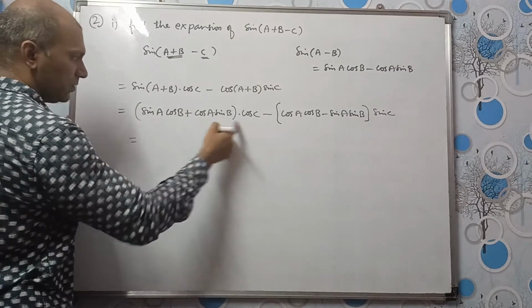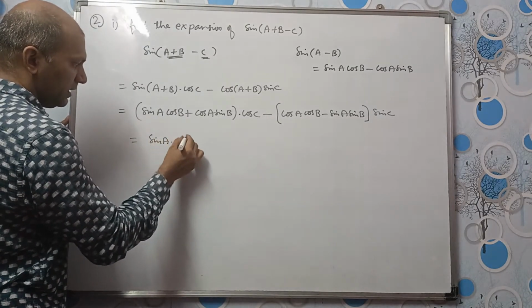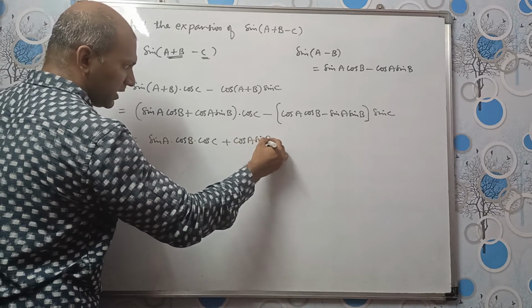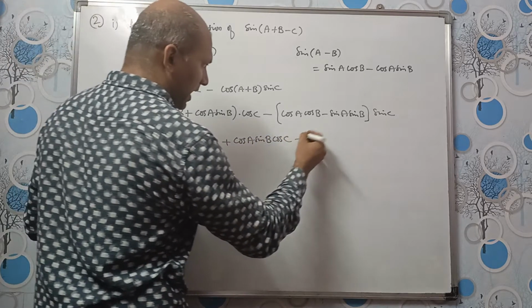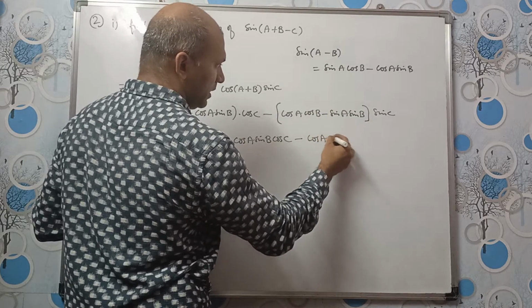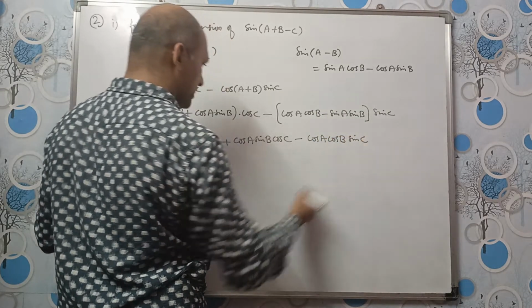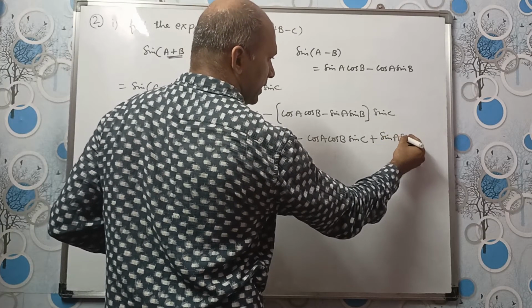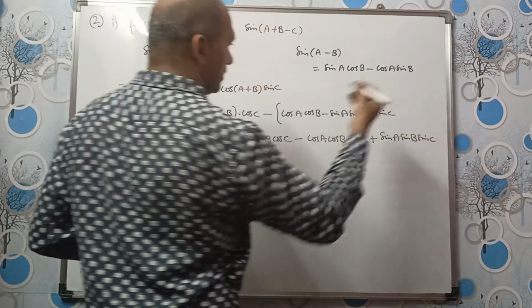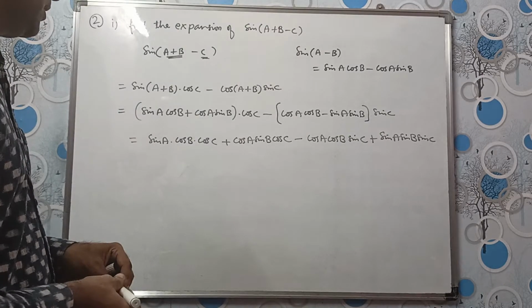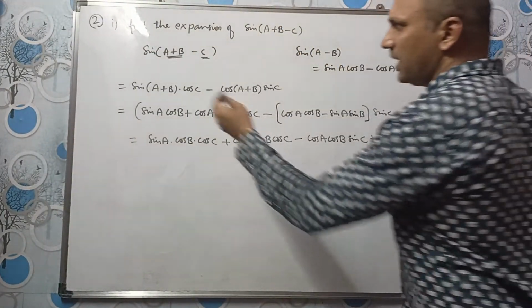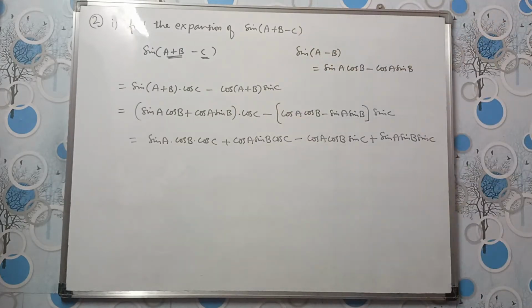Now if you multiply, what do we have? We have sine a cos b cos c plus cos a sine b cos c minus cos a cos b sine c. Minus into minus is plus, and everything is sine here, so sine a sine b sine c. This is the expansion. Okay, I hope this is clear. So instead of learning a new formula, we utilize sine a minus b and then the sine a plus b and cos a plus b expansion.